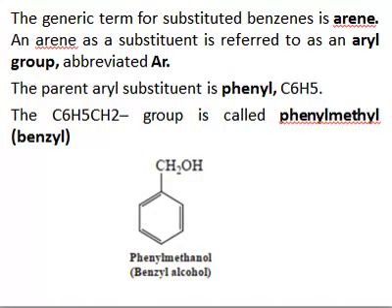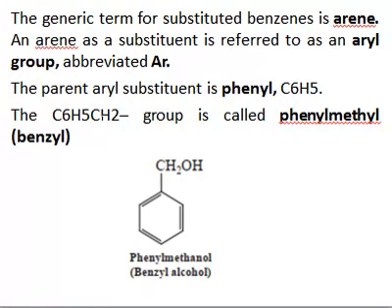In case benzene is a substituent in a compound, if benzene is used as a substituent in any compound, then such an arene is called an aryl group, right? So this is the general description. Whenever benzene is substituted, it's called an arene. If benzene is acting as a substituent, it will be called an aryl group and is represented by Ar. But if a substituent is attached to the benzene ring, then the benzene is called phenyl and is represented by Ph, right?